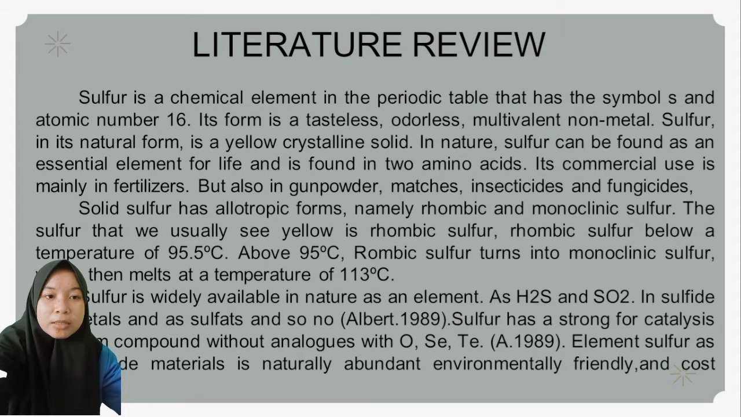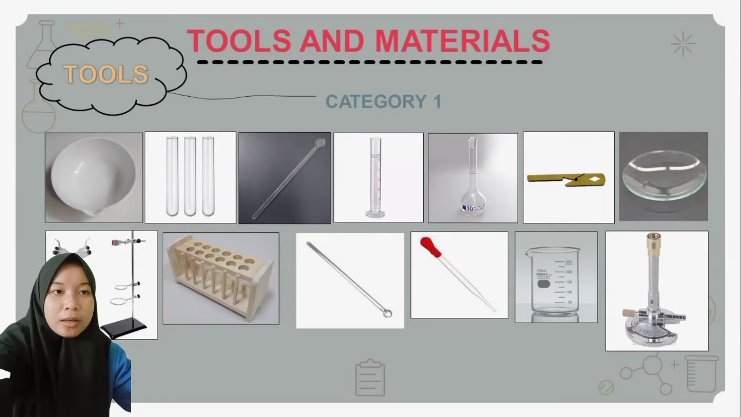Rhombic sulfur is stable below a temperature of 95.5 degrees Celsius. Above 95.5 degrees Celsius, rhombic sulfur turns into monoclinic sulfur, which then melts at a temperature of 130 degrees Celsius.